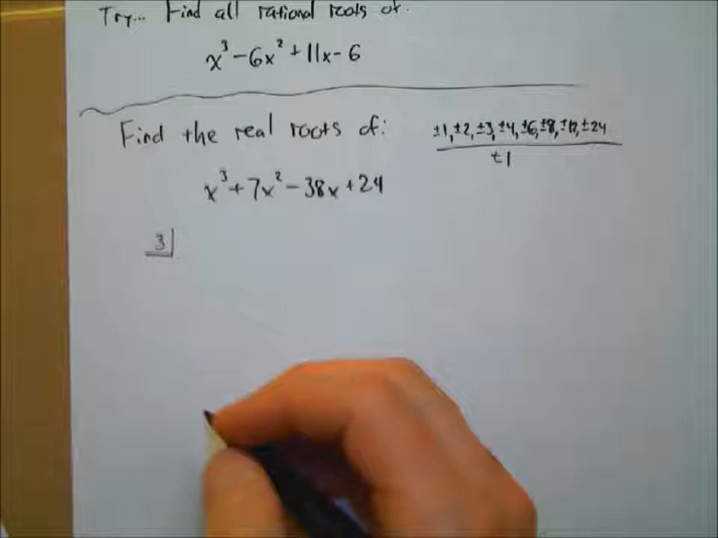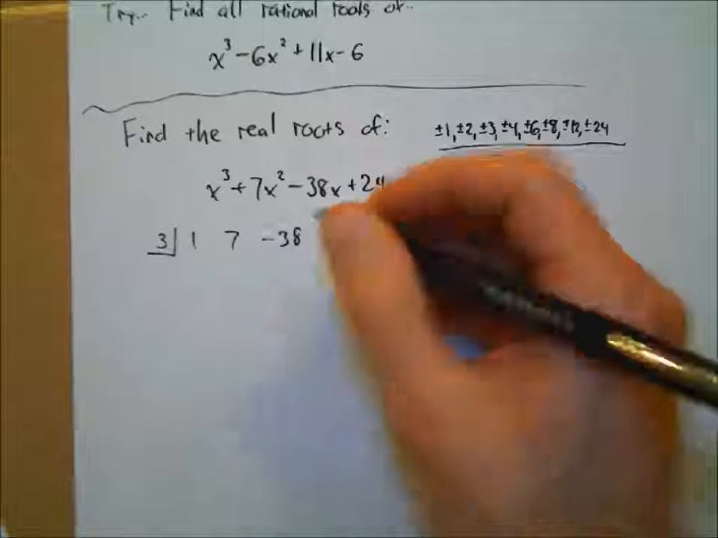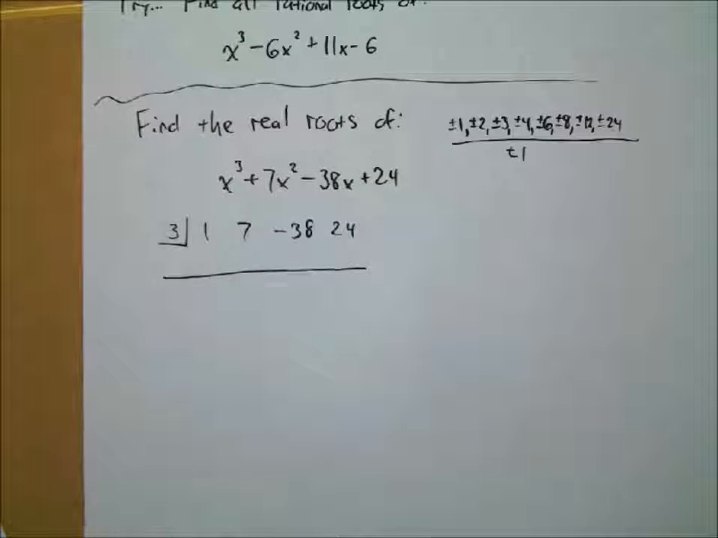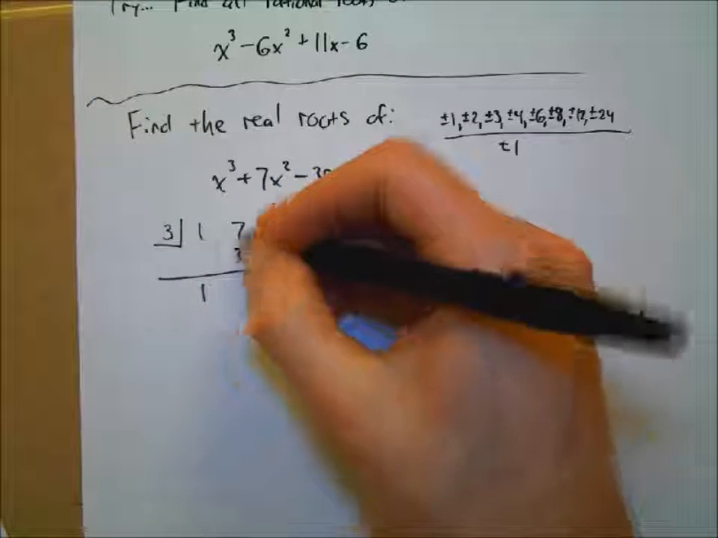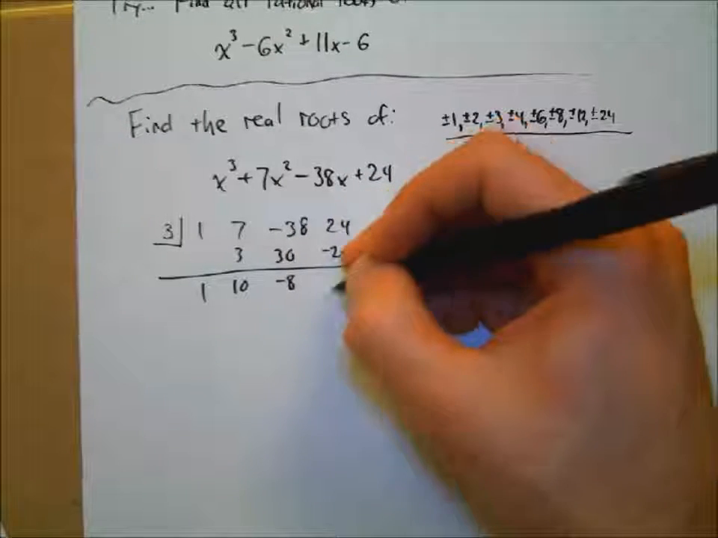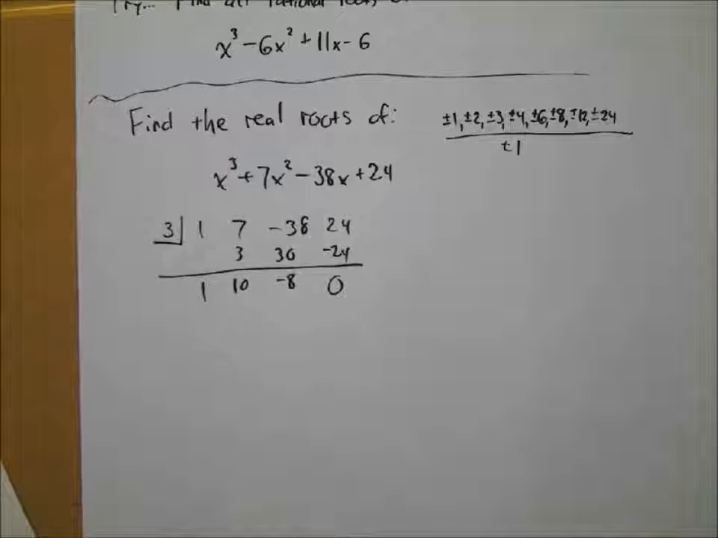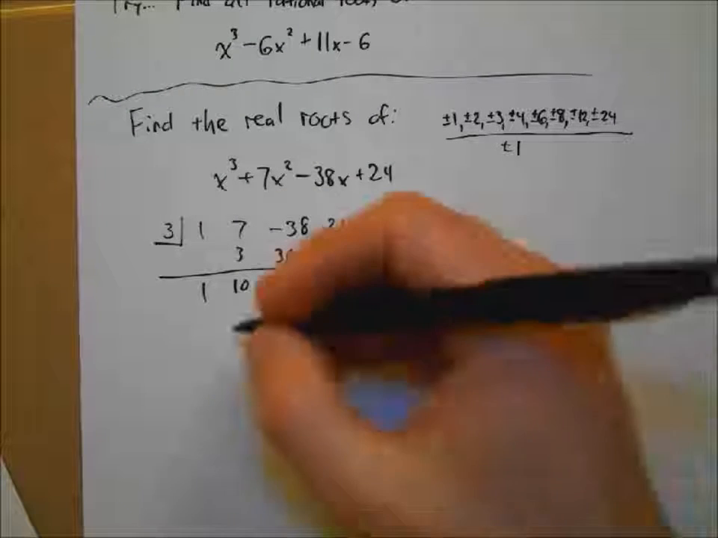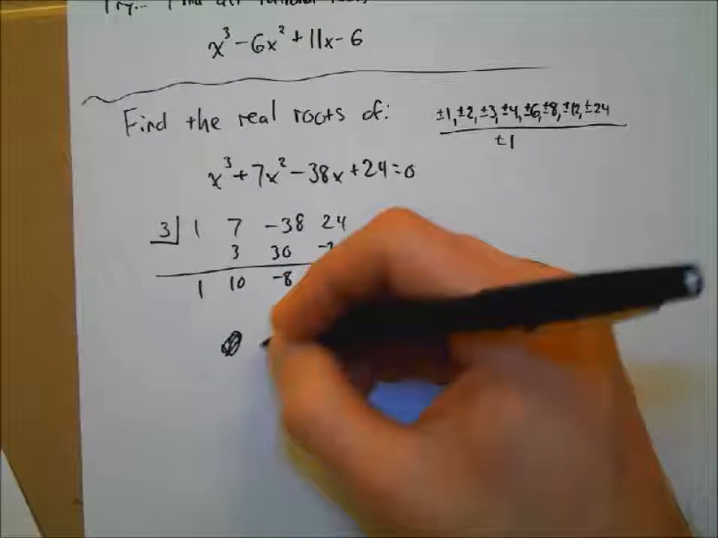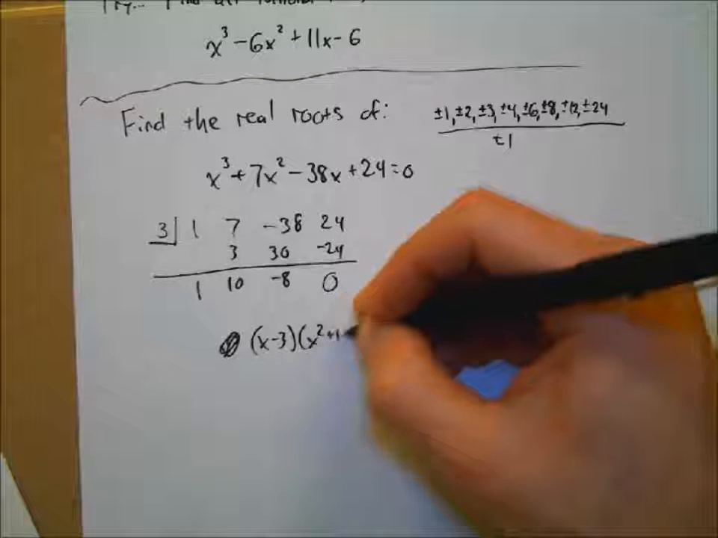All right, so coefficients 1, 7, negative 38, and 24. Drop that 1 down. 1 times 3 is 3, 7 and 3 is 10, 30, negative 8, negative 24. Okay, and again, we want to see when this is equal to 0. So we'll say x minus 3 times what's left over, x squared plus 10x minus 8, equals 0.